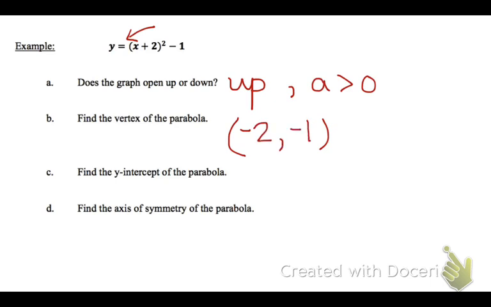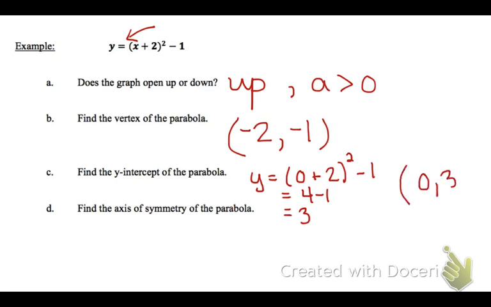Next, we're going to find the y-intercept. On your foldable it says let x be 0. So all we're doing is substituting 0 everywhere there is an x, and we're going to do the math. So this would be 2 squared, which is 4. 4 minus 1 would be 3. Therefore, my y-intercept is the point (0, 3). The axis of symmetry is always the vertical line, which would be x equals the x-coordinate of the vertex, x equals -2.